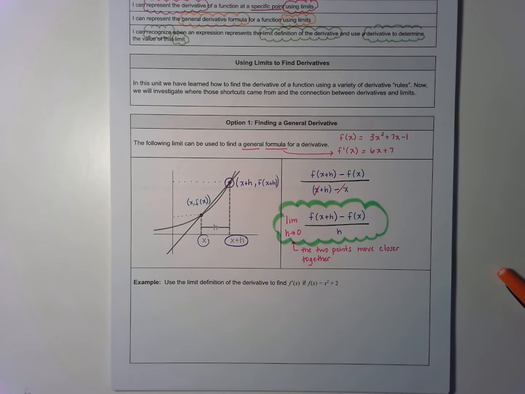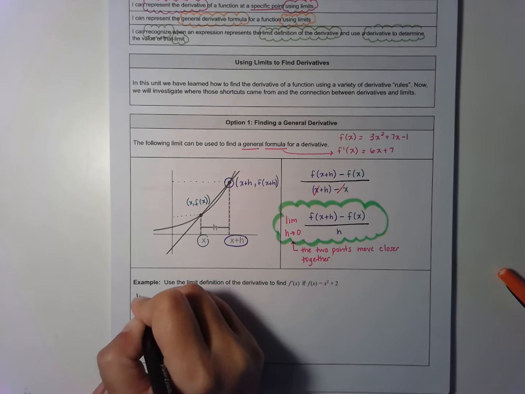Now, in my mind, I know that if f of x is x squared plus 2, then the derivative should just be 2x. I know that. So in order to actually find that, we can use this kind of limit to verify that that's correct. Here's how we would do that. I'm going to start by writing down the formula.